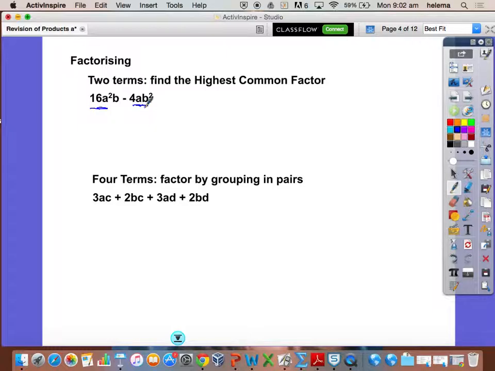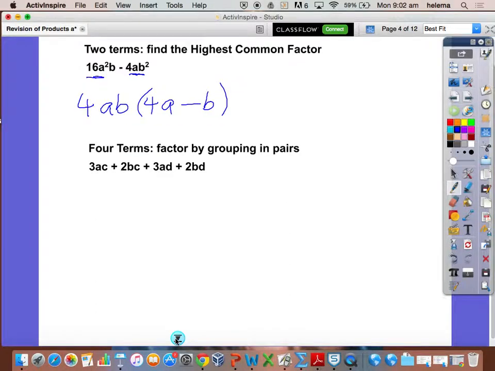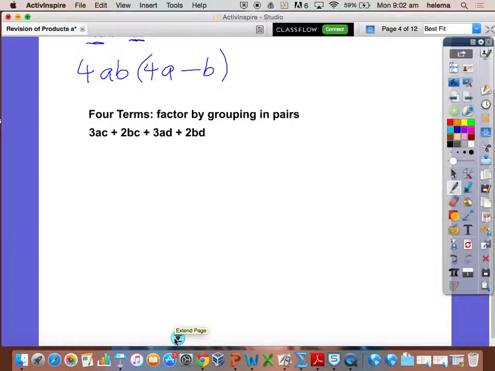So in here, 4ab can come out of both of those terms. So I take 4ab out the front. I've got left 4a, and then I've got b. Okay, that's it. Done. Ta-da. If I have four terms, I just group them in pairs.